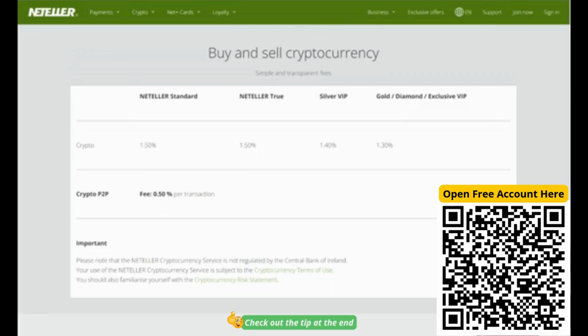but you're going to pay 1.5%. This is quite high in comparison with bigger exchanges, for example, Binance, and other exchanges that we explain in the channel. So it's good to have everything in one place, but these fees are high. You have to know that.